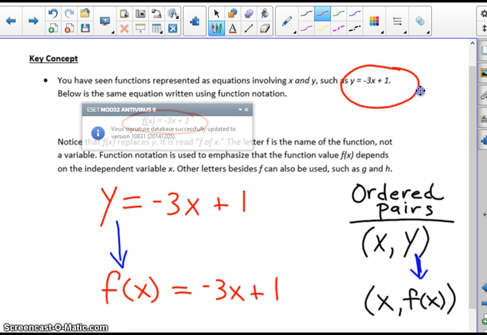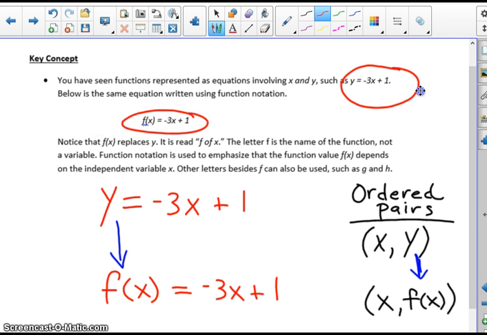The letter f is the name of the function. It is not a variable. So x is my independent variable. I should say, f of x depends on the independent variable x. So all we're simply doing is I have y equals negative 3x plus 1, and I'm rewriting this equation in function notation, so I'm simply replacing y with f of x.